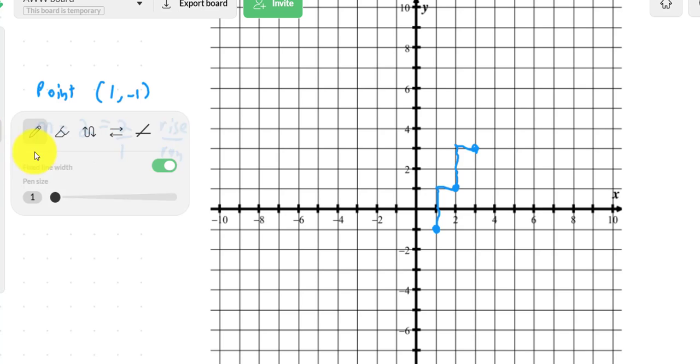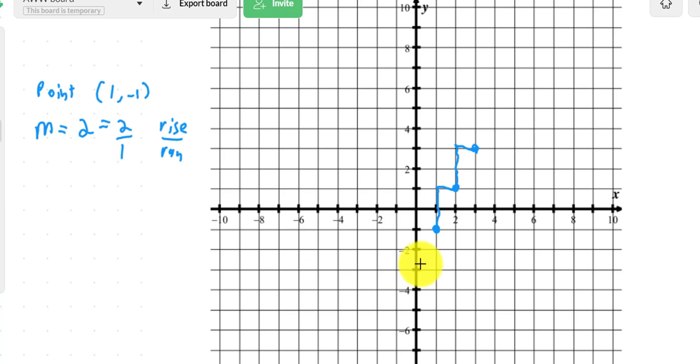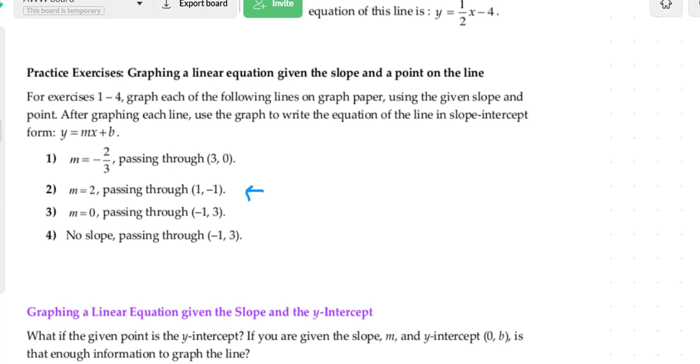Now let's try to connect the dots. Again, it's not going to look like a Picasso here, but this is my best work. And there's my line, okay? So that's how you are able to graph given a point and a slope. Okay, so that was us graphing with a point and a slope.